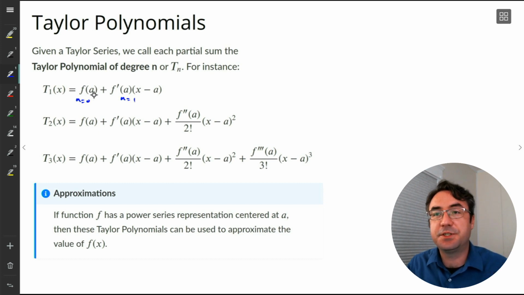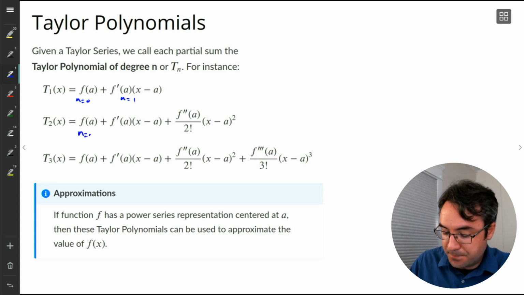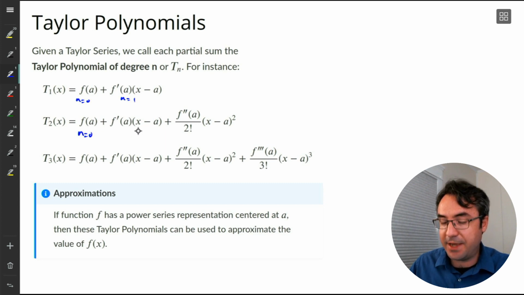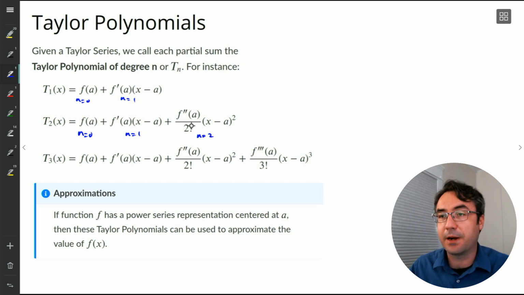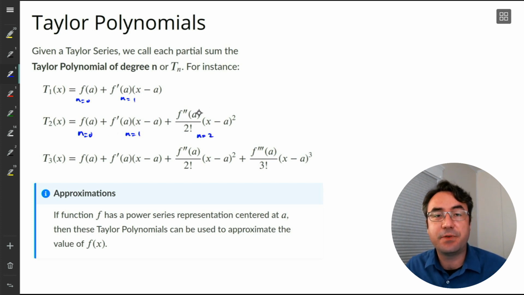So this is just the Taylor series, the n equals 0 term. This is just the n equals 1 term. We're just adding them together, and that's giving us our Taylor polynomial of degree 1. Our Taylor polynomial of degree 2, we call it t sub 2, is just f of a plus f prime of a times x minus a. So that's just the n equals 1 part, and then we have our n equals 2 part. So the second derivative evaluated at a divided by 2 factorial times x minus a squared. We're just adding these 3 terms together, and that's giving us our Taylor polynomial of degree 2.